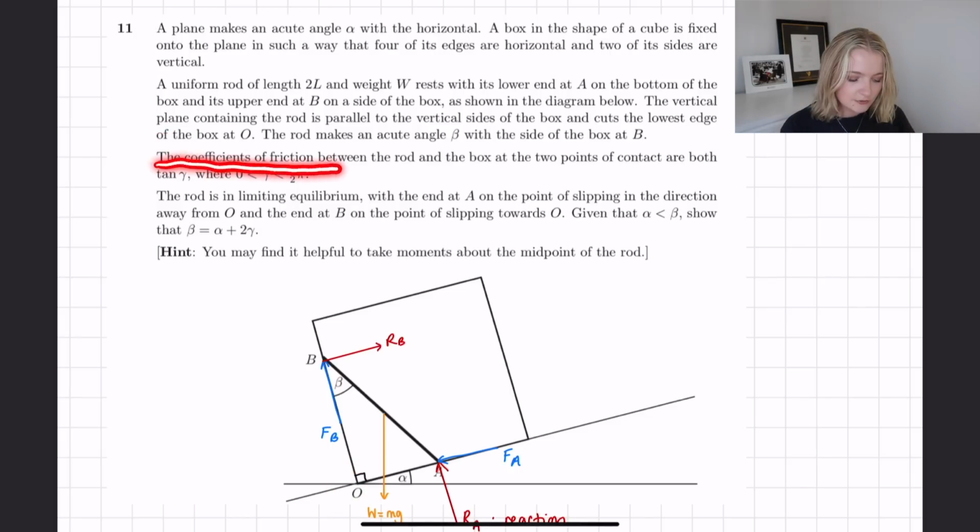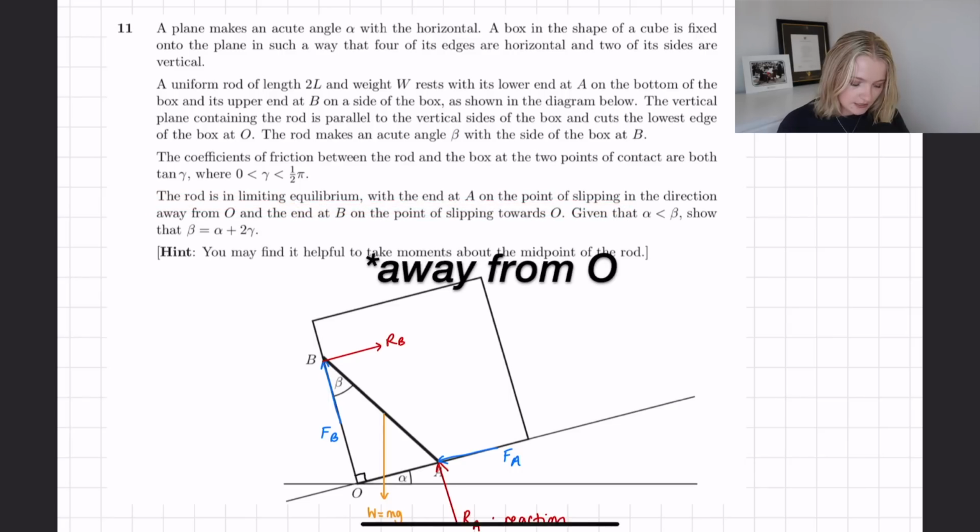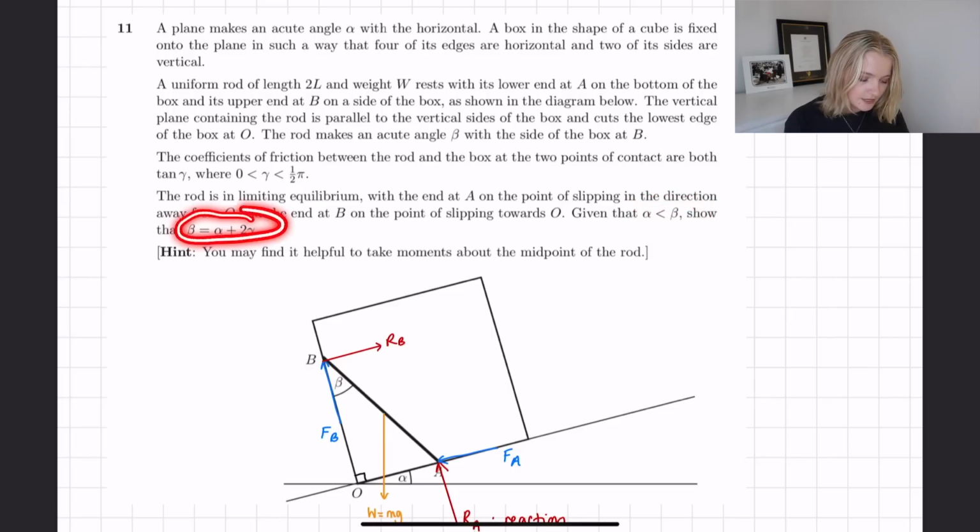The coefficients of friction between the rod and the box at the 2 points of contact are both tan gamma, where this is the range for gamma, and the rod is in limiting equilibrium with the end at A on the point of slipping in the direction away from B, so this is going to slip this way, and at the end of B, slipping towards O, so this is going to be slipping this way. Given that alpha is less than beta, we want to show that beta equals alpha plus 2 gamma. So, there's a lot going on here.